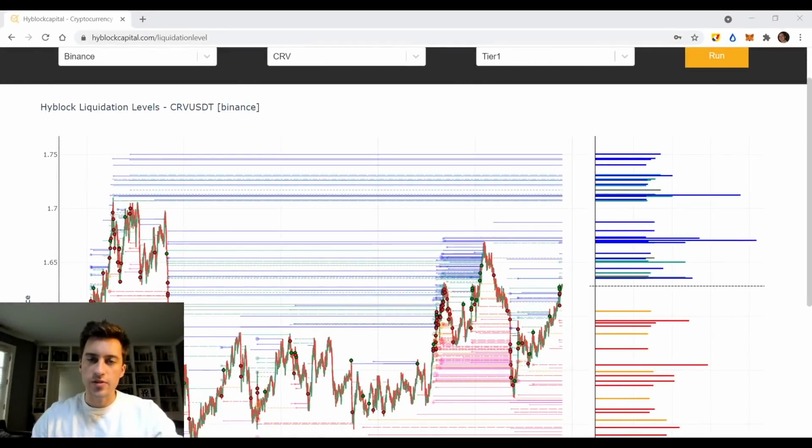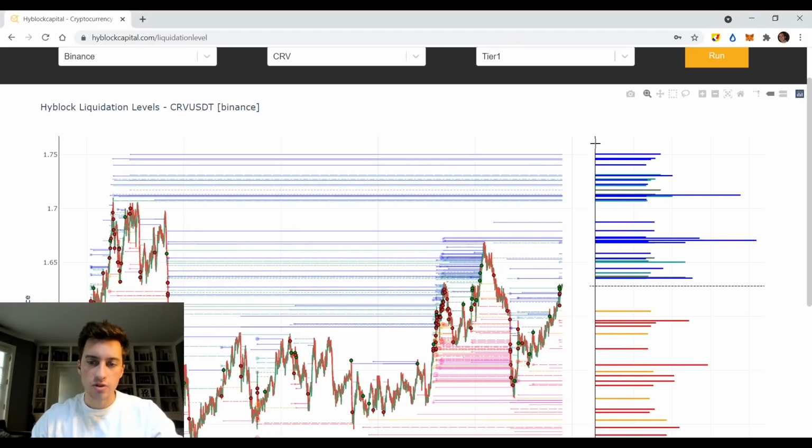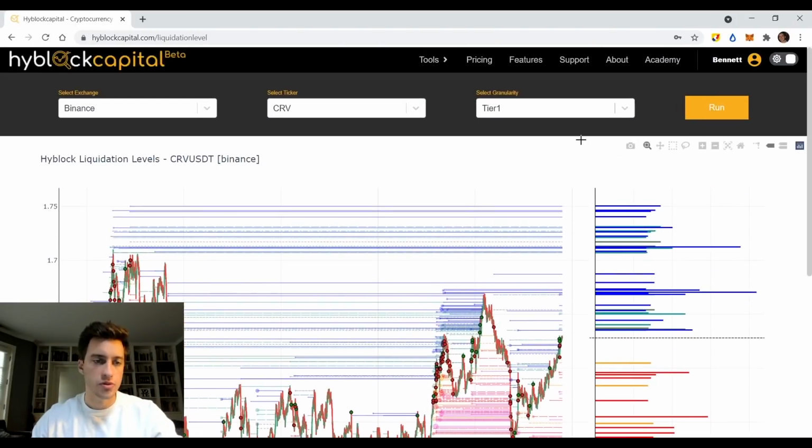Hello traders, in today's video we're going to be talking about liquidations, not on Bitcoin and Ethereum but on altcoins, Binance futures altcoins. So this is one of my favorite tools to trade altcoins in the short term, and I'm going to show you guys how to use this pretty simply.